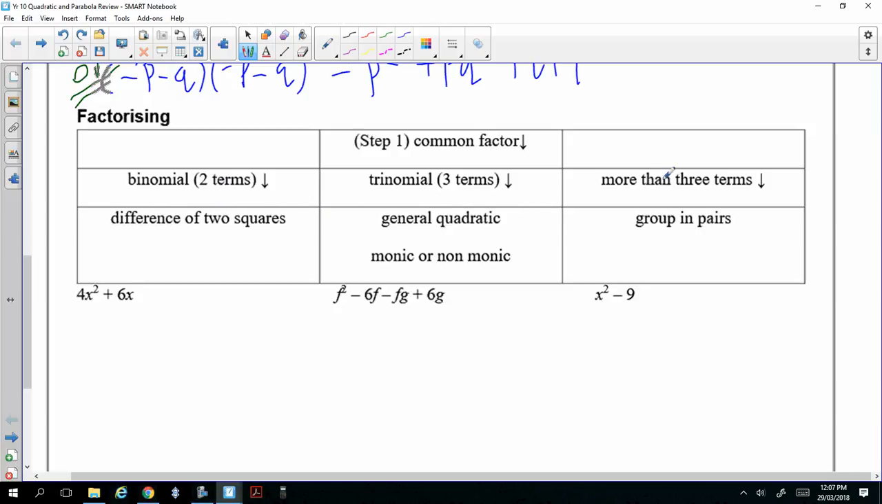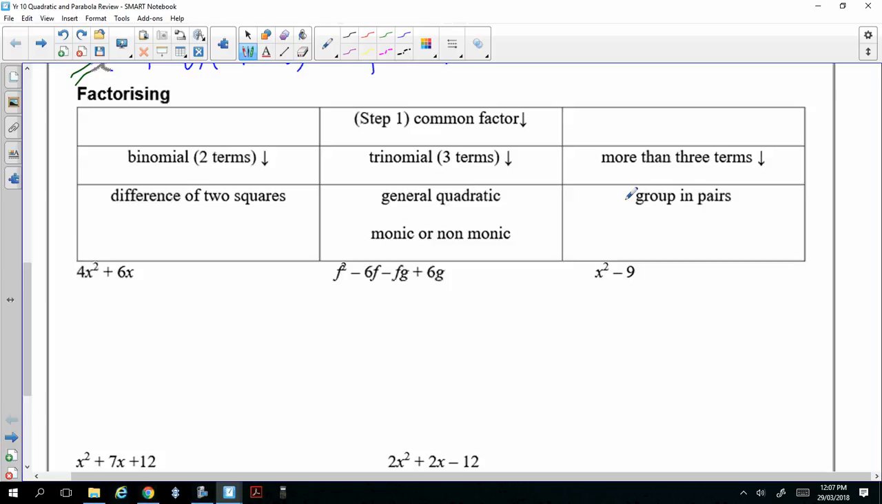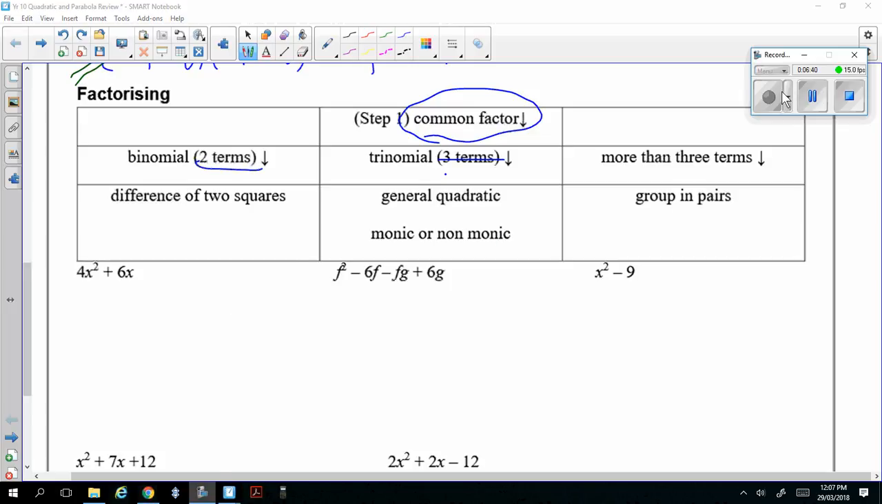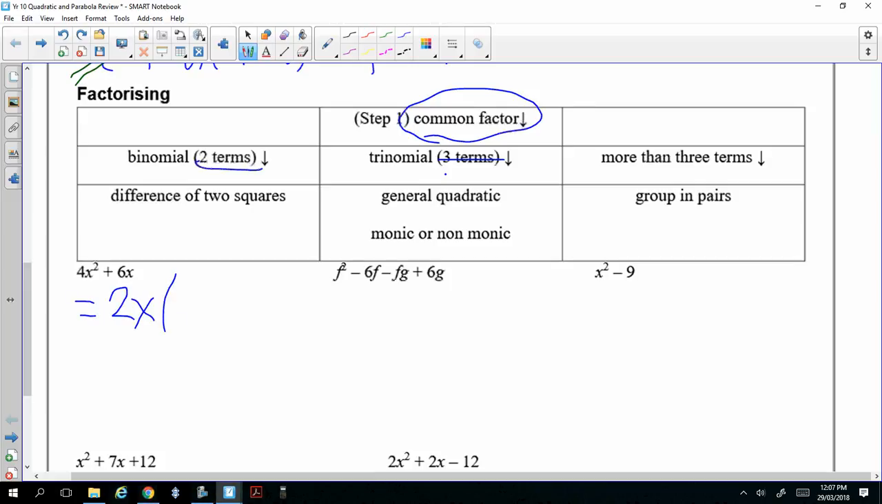Whatever the number of terms, you always have to take out a common factor first. So let's look for a common factor. The first one has a common factor of 2x, so you take the 2x out, 2x plus 3, like that. And then you see, is it a difference of 2 squares? No, so you just leave it like that.